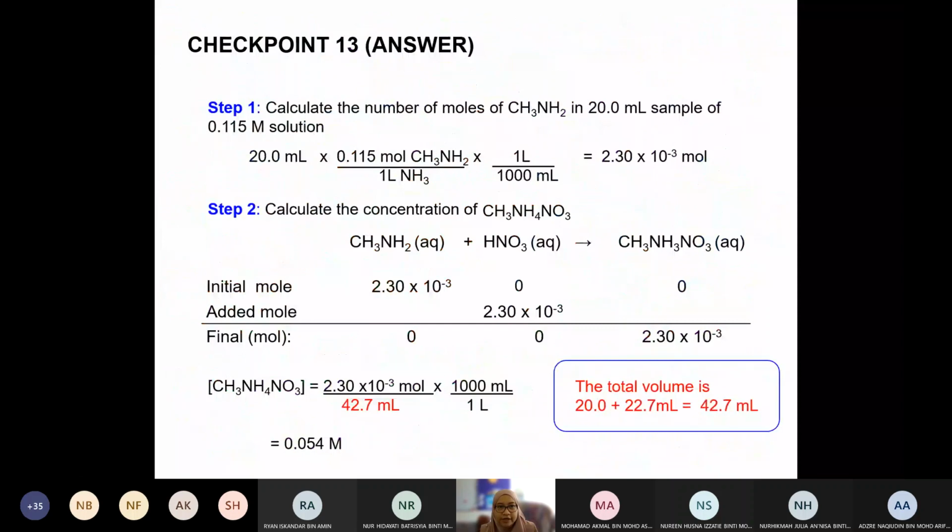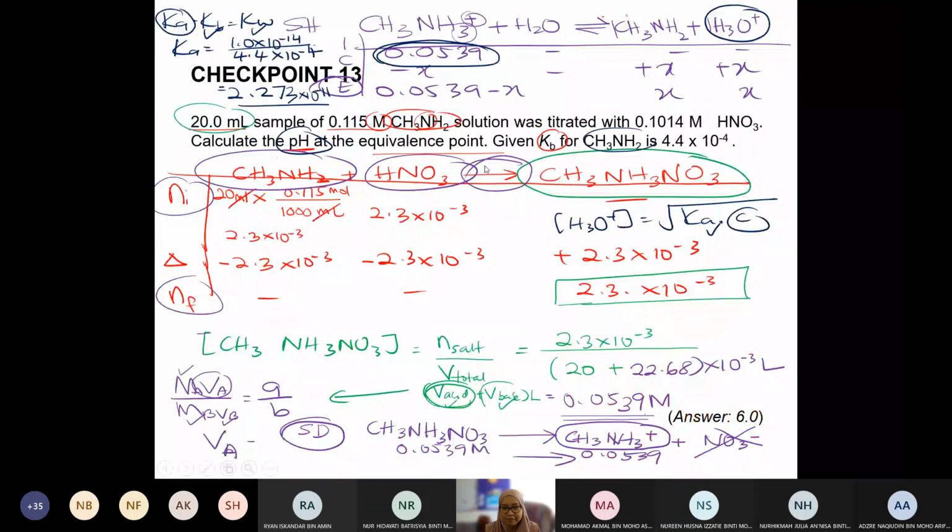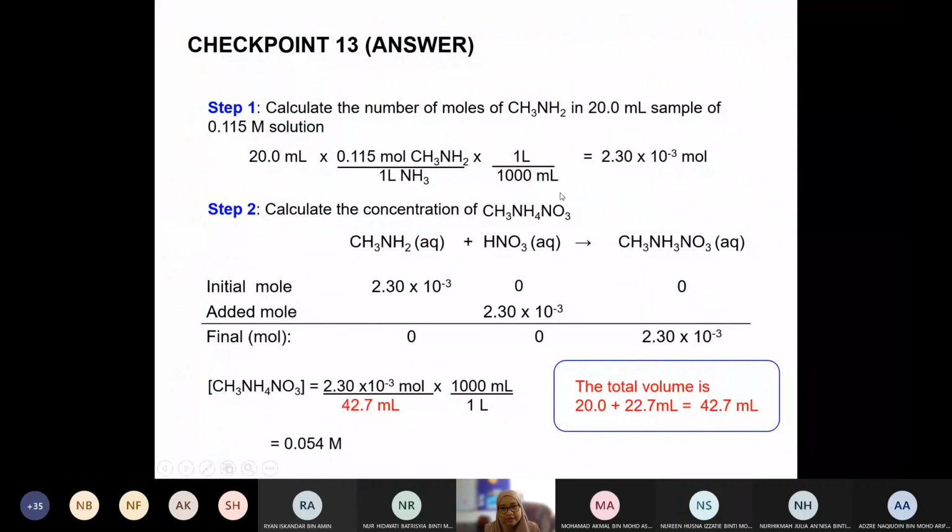Okay, alright, so let's look at the slide. Kalau slide, step 1 dia adalah to calculate the mole. Tapi kalau step saya yang first tadi lebih kurang lah. Okay, kita ada the equation first. And then from there, kita calculate the mole. So you calculate mole, you masuk dalam the table, the initial final table. And then you kena cari the total volume.